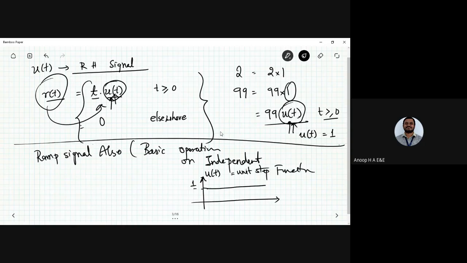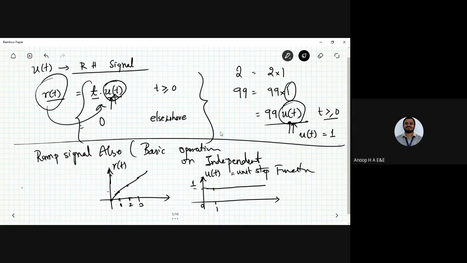Now at t equal to 0, Rahul, you can just look here. At t equal to 0, u(t) is 1. So 1 into 0 will be 0. At t equal to 1, you will have r(t) equal to 1, so 1 into 1 is 1. At 2, 2 into 1 is 2, and therefore 3, that would be 3, then 4. You get a signal which is a straight line passing through the origin.